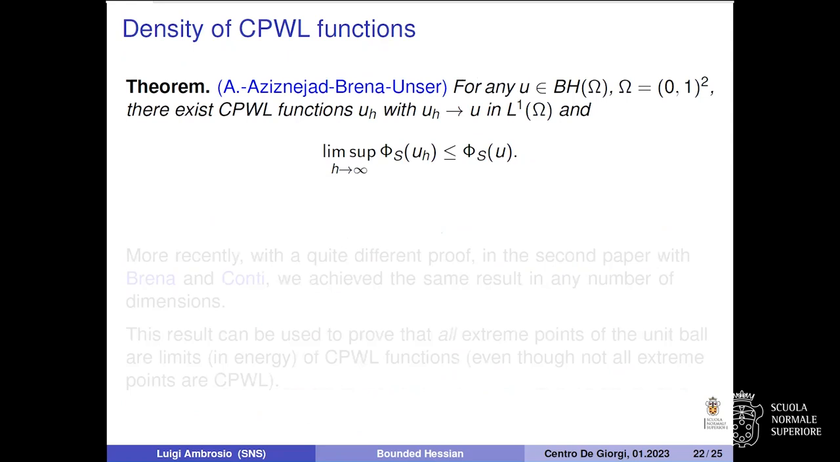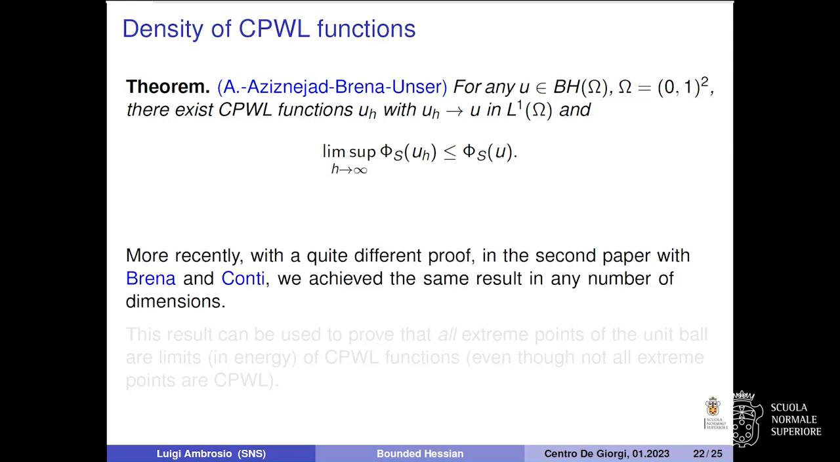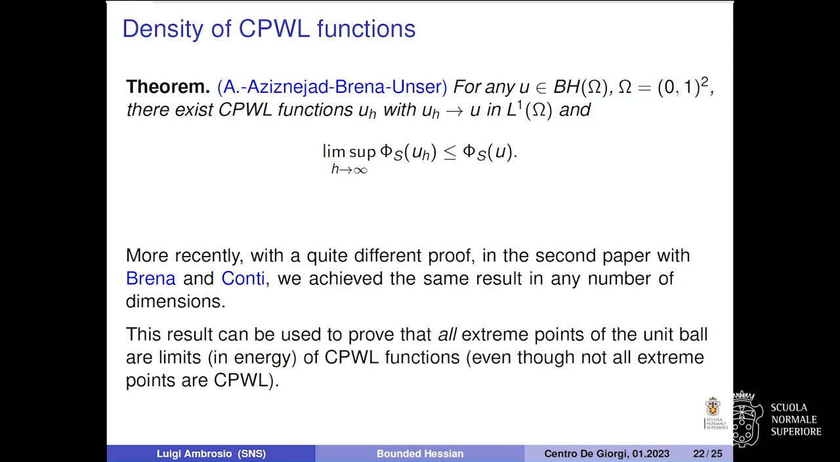Okay, so in the first paper with Shayan, Zizhnejad, Brenna, and Unser, we solved the problem by a specific construction. I will tell you just a few words about that, and then I will stop. And more recently, with quite a different proof, in the second paper with Brenna and Conti, we got to the same result in any number of dimensions. Why is this result of density in energy relevant?